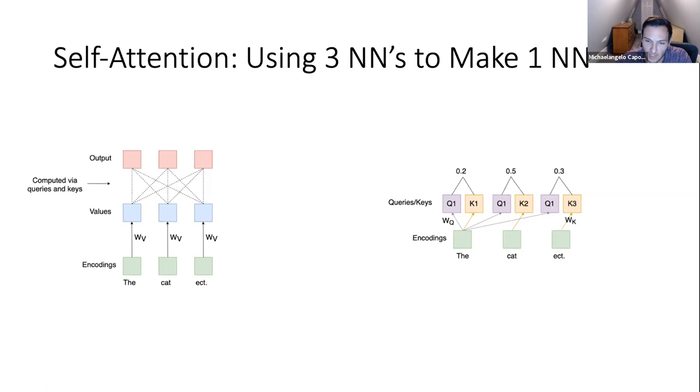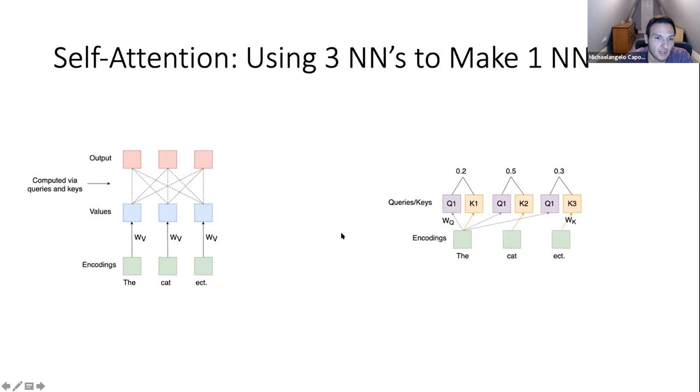But yeah, I guess just in summary, it's just using three neural networks to make one. You generalize the connections and you generalize the inputs. And these are decided on the fly to determine how much one word is related to another word. And then you take linear combinations to preserve the relevance of the important words.